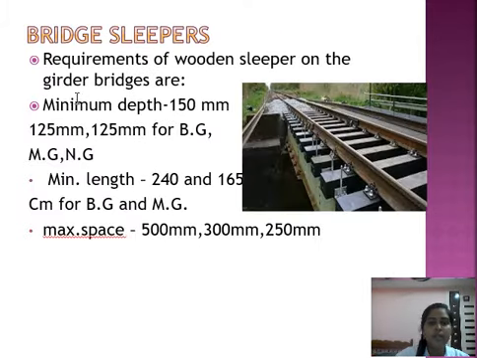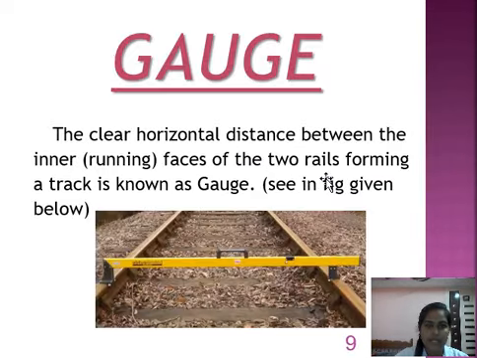So in bridge sleeper, the minimum depth of this sleeper is 150 mm for broad gauge, 125 mm for meter gauge, and 125 mm for narrow gauge. Then the minimum length of this sleeper is 240 centimeter for broad gauge, 160 centimeter for meter gauge. Then the maximum space between two sleepers, that is between this sleeper and this sleeper, is 500 mm for broad gauge, 300 mm for meter gauge, 250 mm for narrow gauge.